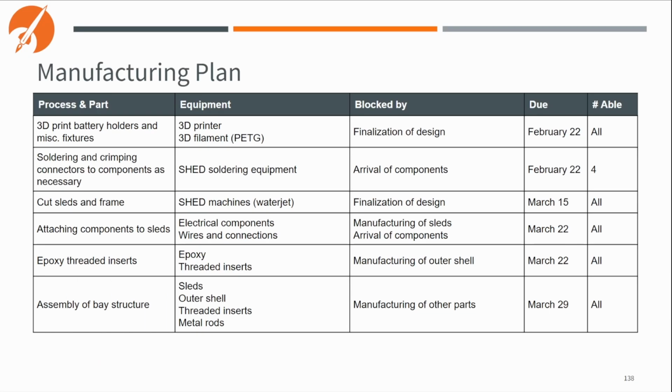This is an overview of our manufacturing plan. The main portions of this include 3D printing our battery casings and cutting the sleds and the rest of the frame of the Avionics bay, and of course soldering and crimping all of our connectors and components for the bay. The steps thereafter are epoxying the frame of the Av bay and putting together the rest of the bay.